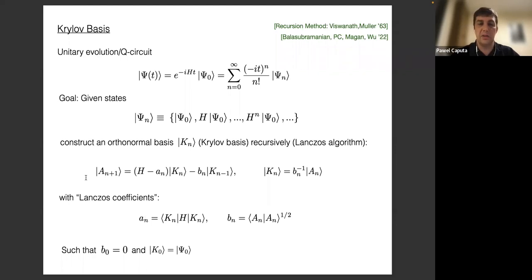Also, the way I wrote this algorithm, it makes sense when we choose b0 equals 0, and of course this Krylov basis vector k0 is just the initial state psi0. It should not be anything abstract if you know your Gram-Schmidt orthogonalization, and it's good to do it step by step for n equals 0, 1, 2; you will see that it works as you would expect. So that's how, from the nth powers of the Hamiltonian, you generate the basis.